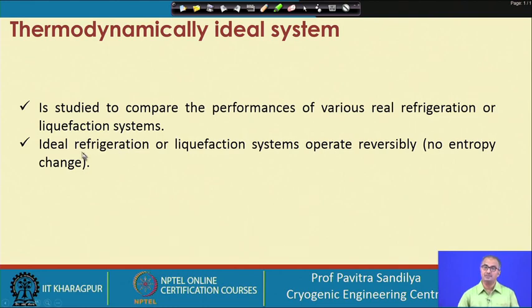And ideal means that they operate reversibly, meaning there is no entropy generation. So, that is how we define reversible processes as per thermodynamics. If there is no generation of entropy, we take it to be reversible. And as we know, in practice, it is almost impossible to obtain reversible processes.